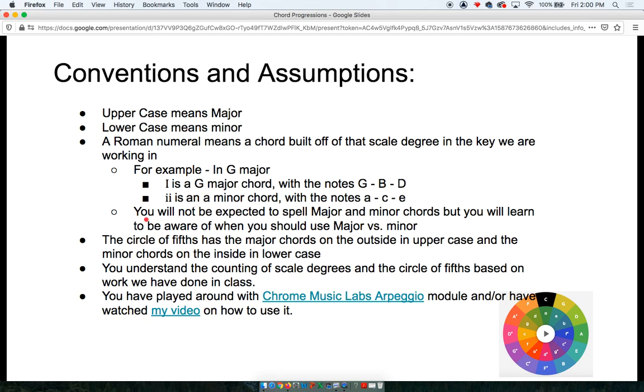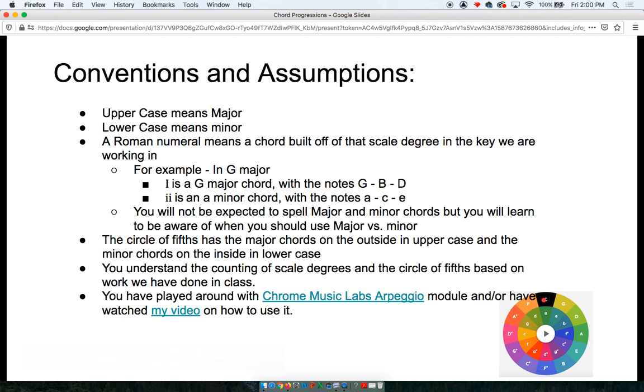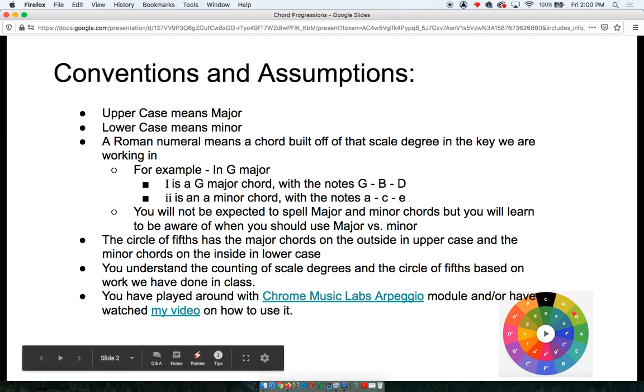You're not going to need to know how to spell out chords for this assignment, but you do need to know the difference between major and minor. Okay, the circle of fifths that we're going to be working with: you see the outer circle here is uppercase letters, so these are all major chords. And the inner circle is all lowercase letters, so these are all minor chords.